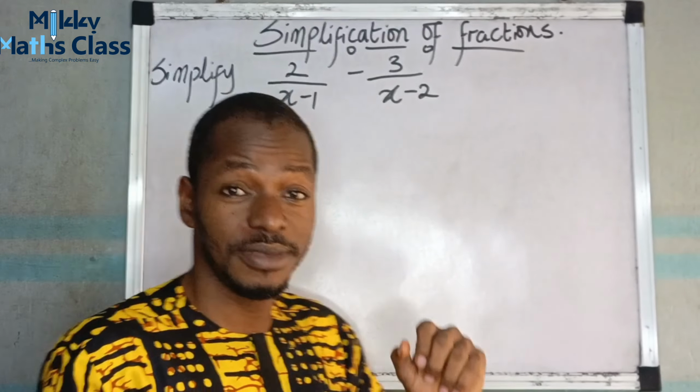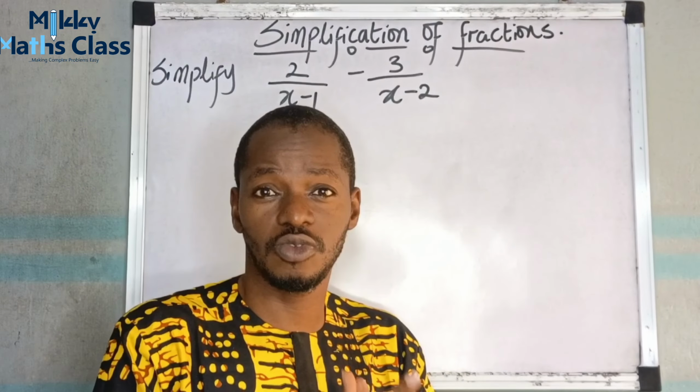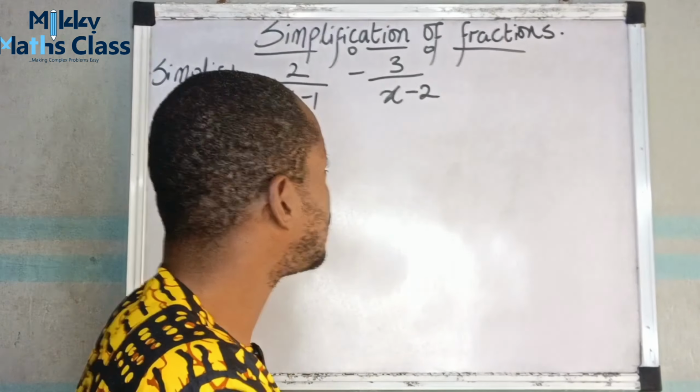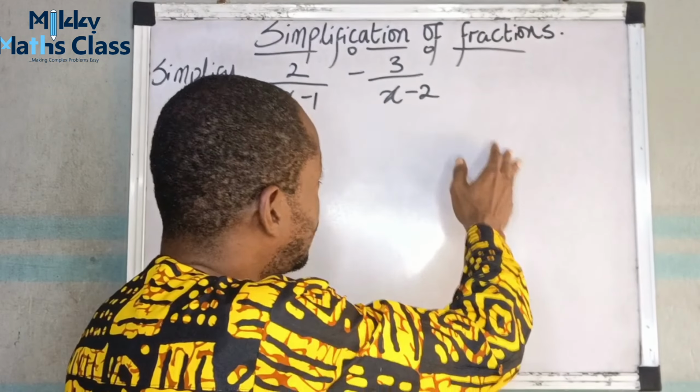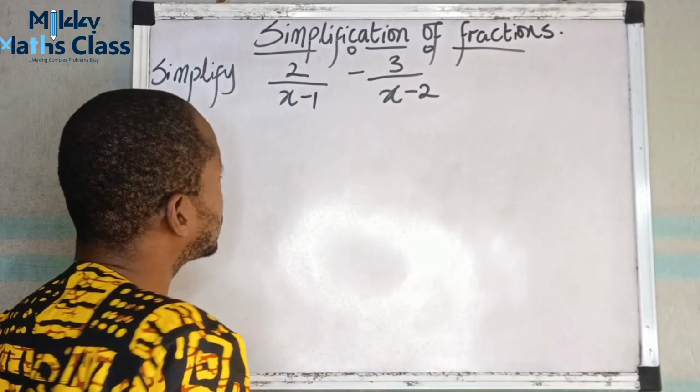We have an interesting topic: simplification of fractions. To simplify means to break down things to the simplest form, and a fraction is a number in the form a over b. This is an example of a fraction.